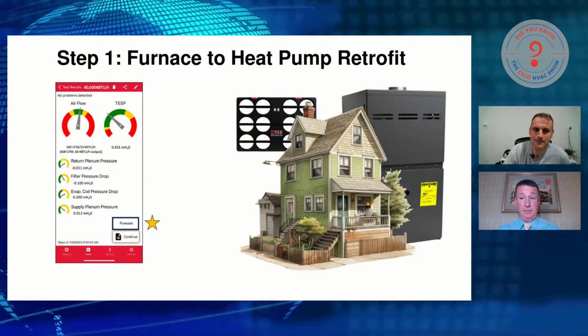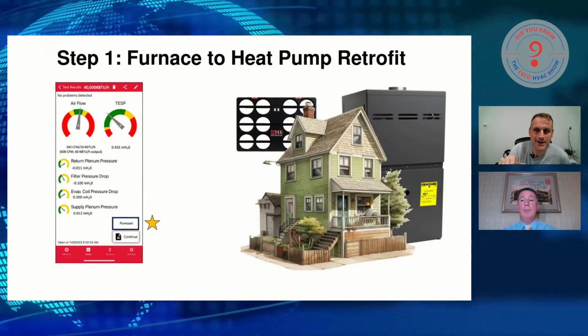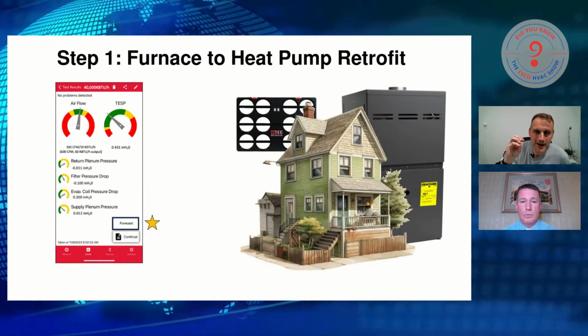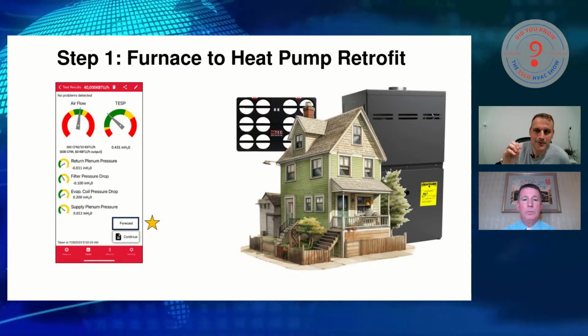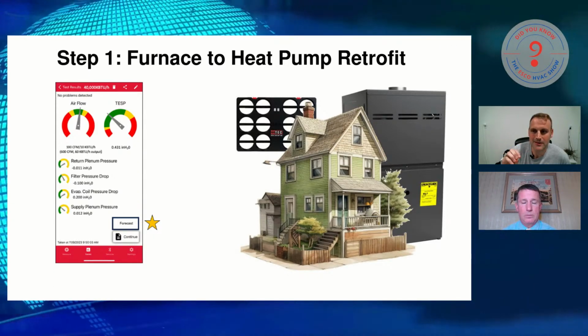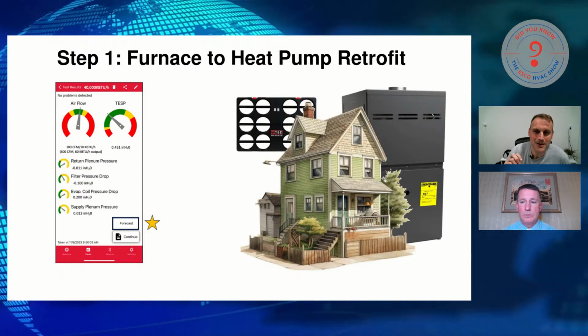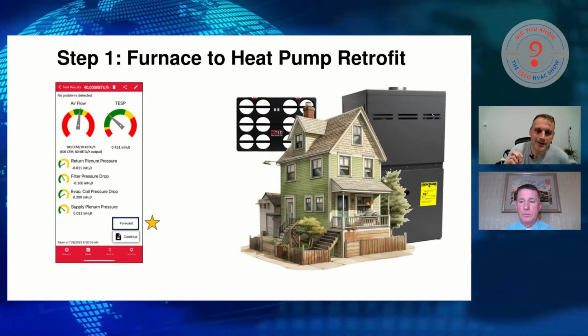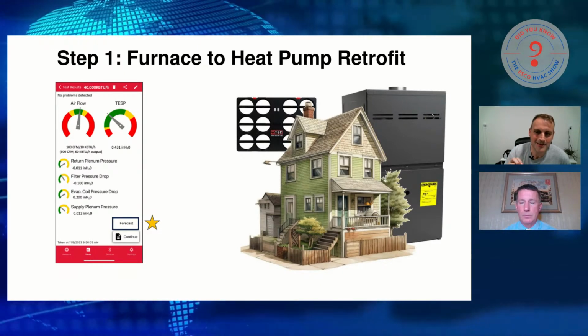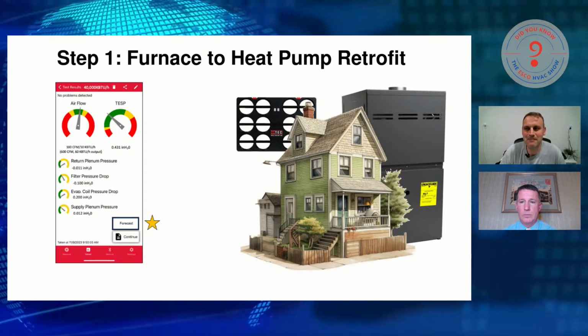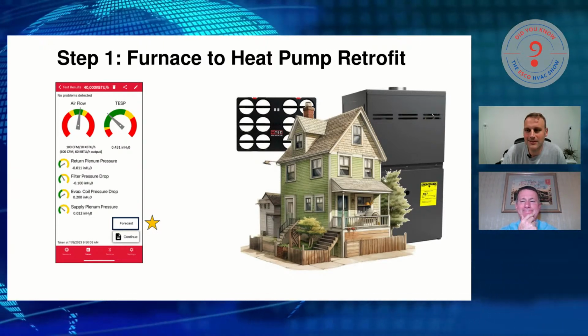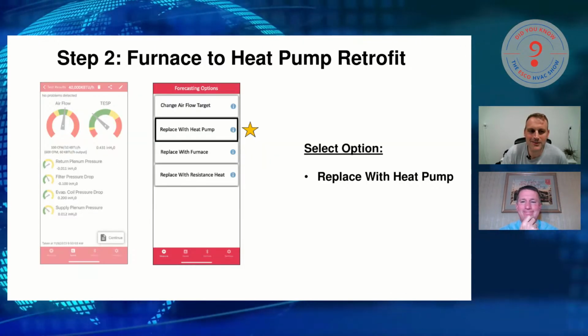This is the existing system. This is the 40K furnace right here. We've got airflow, we've got total external static pressure, and we've got all our sub-pressure measurements like return plenum pressure, the filter drop, evaporator coil pressure drop, and supply plenum pressure. Now, there's a button we added. It's called forecast, okay? So once you have that data on that system, we're going to walk this out.